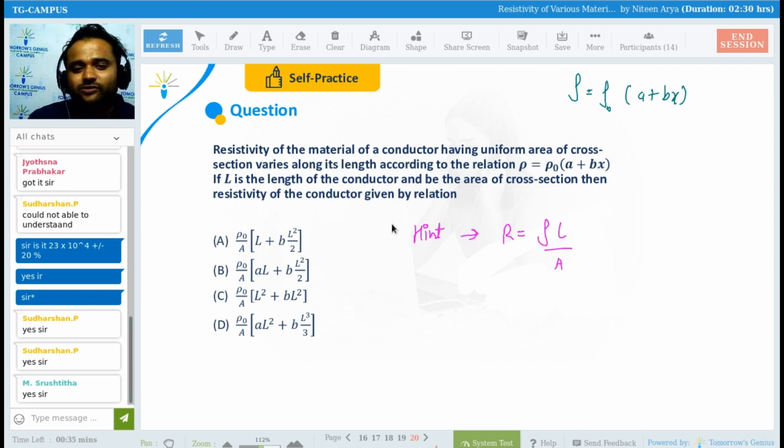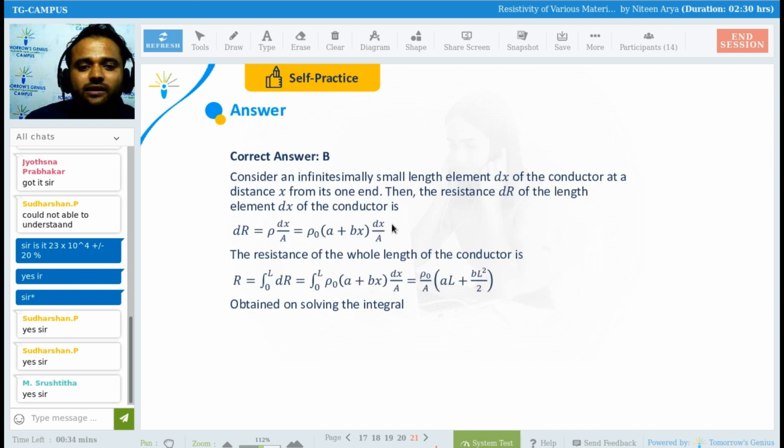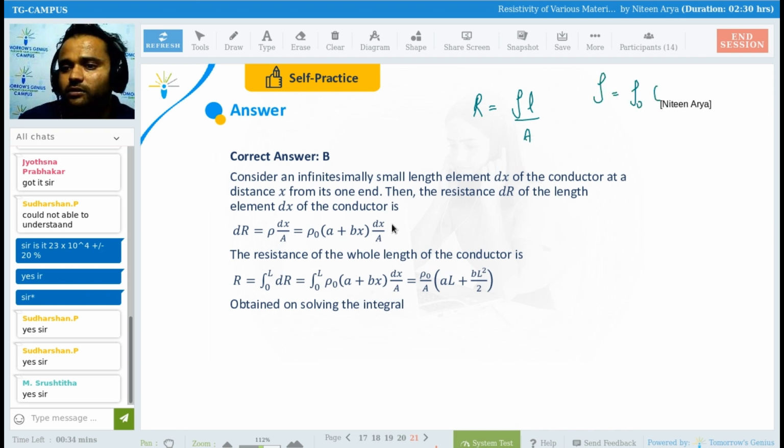So now let's see what the correct one is. The correct one is B. Don't guess it out. How you need to solve it: consider an infinitesimally small length element dx. See, I give you this hint. As we know, R is rho L by A. So instead of rho, we have rho naught (A plus bx).